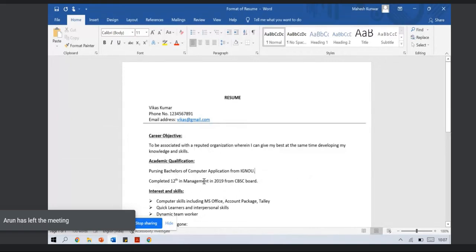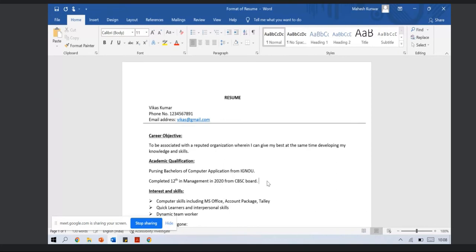And completed 12th in management in 2019 from CBSE or any other board, 2020, 2021, whatever year. You don't have to mention the name of your school like Kendriya Vidyalaya. Of course, if you would like to mention the Kendriya Vidyalaya or any other school, you can mention it there. So this is not mandatory.